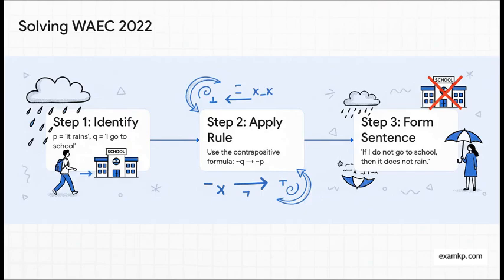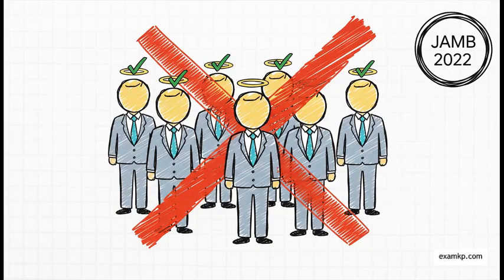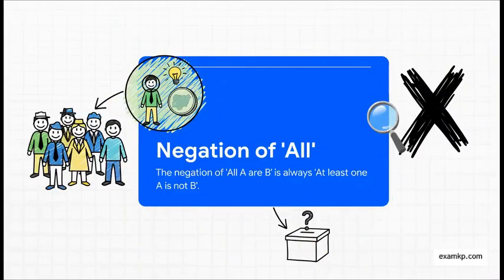Okay, next up, a classic from JAM 2022. It asks for the negation of all politicians are honest. This is a direct test of our second rule. Let's see it in action. And this is where that rule becomes so powerful. Remember, to prove that an all statement is wrong, you don't need to show that none of them are honest. No. All you need is one exception, just one. So the only correct negation of all politicians are honest has to be at least one politician is not honest. The answer just jumps out at you.